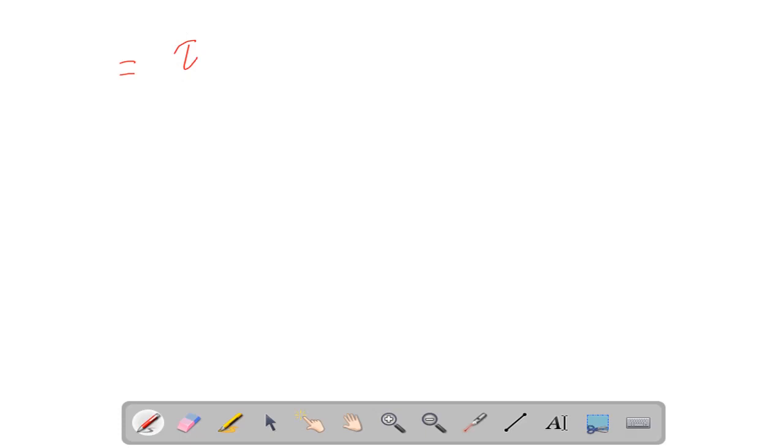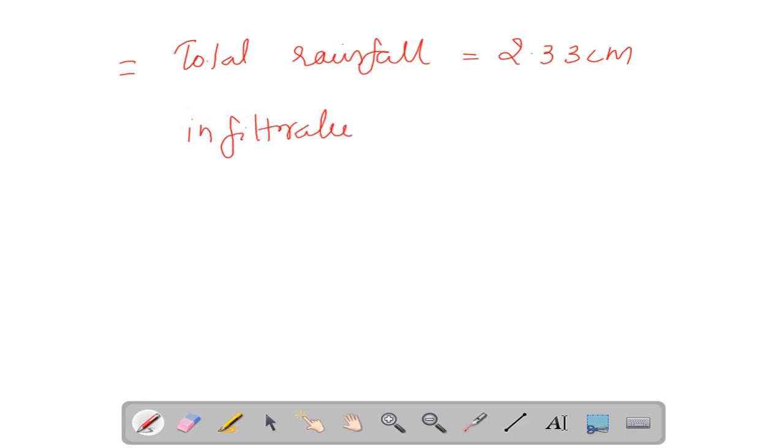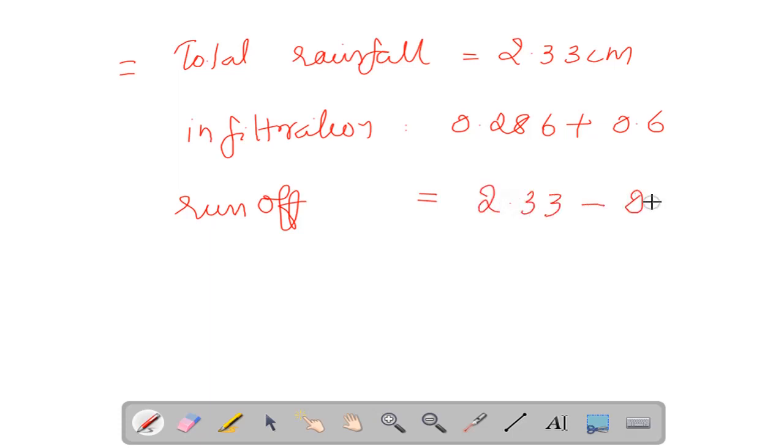So total rainfall is equal to 2.33 centimeter. Infiltration is equal to 0.286 plus 0.6. So runoff, or we can call it excess rain, is 2.33 minus 0.886, which is 1.44 centimeter.